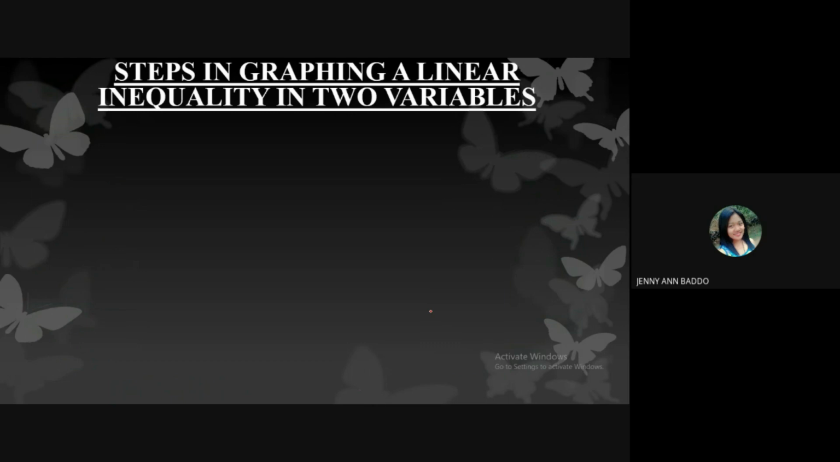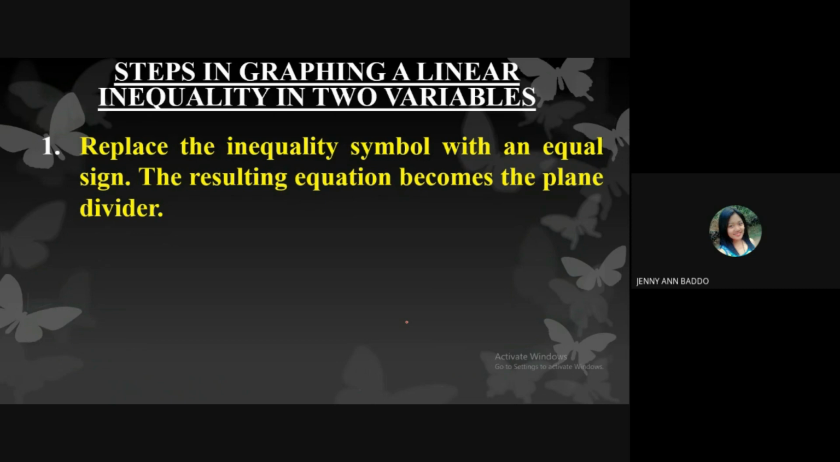We have here the steps in graphing a linear inequality in two variables. First step, replace the inequality symbol with an equal sign. The resulting equation becomes the plane divider. So we have to change the inequality symbol in order for us to graph a line which will serve as our plane divider.